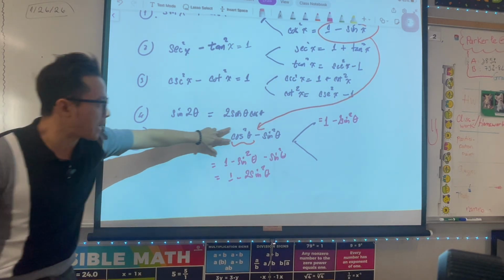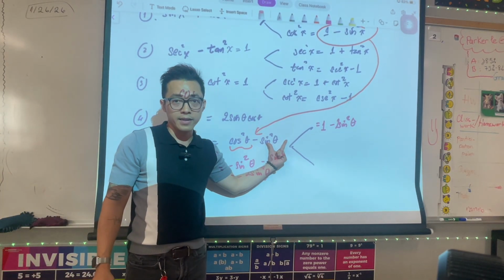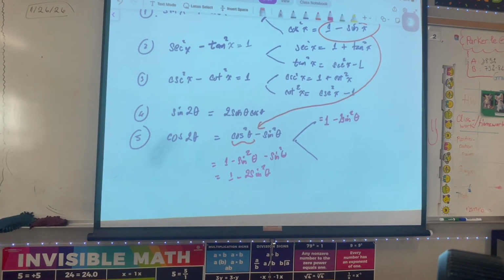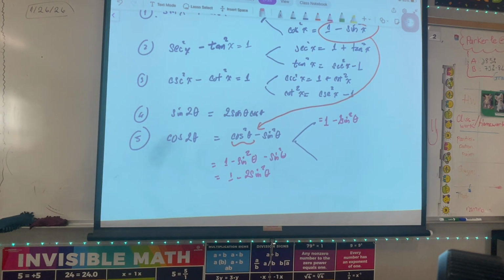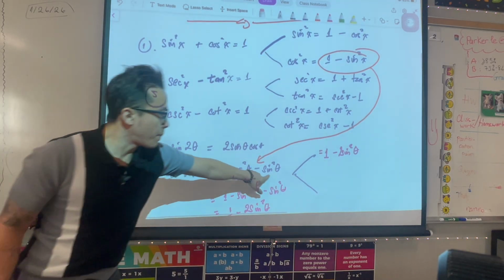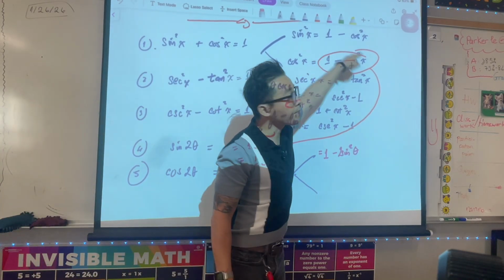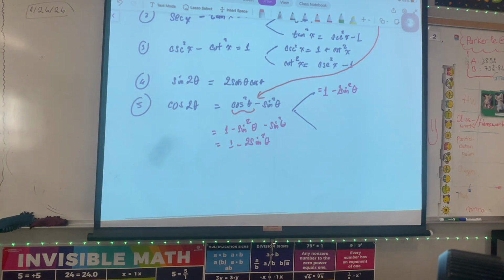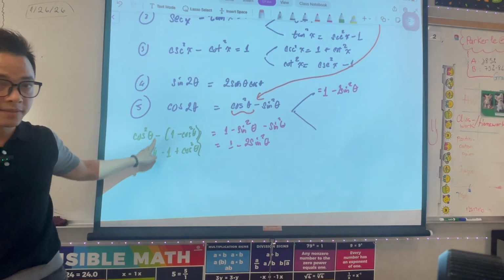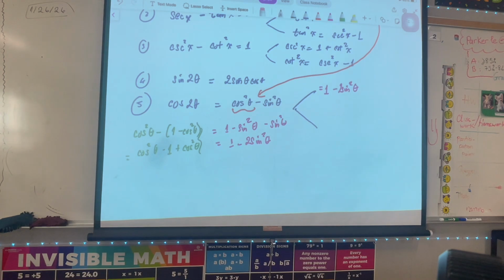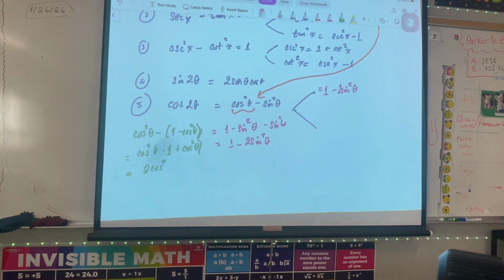Now what about if I don't replace the cosine square, but I replace the sine square? Can you try that? If you memorize the formula, then that's it. But if you don't memorize the formula, that's how you do it. You replace the sine square by 1 minus cosine square. Okay, so let's see what happened. Cosine square minus 1 minus cosine square. So cosine square minus 1 plus cosine square, because of the negative, right? And that equal to 2 cosine square minus 1.